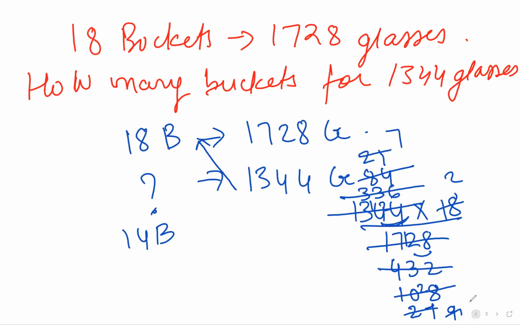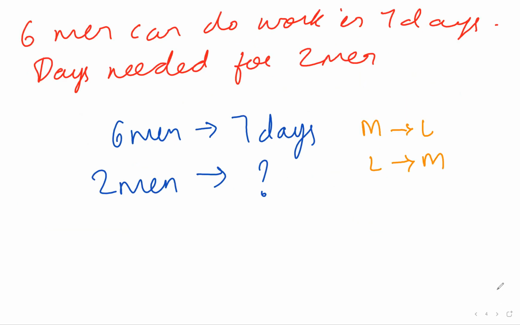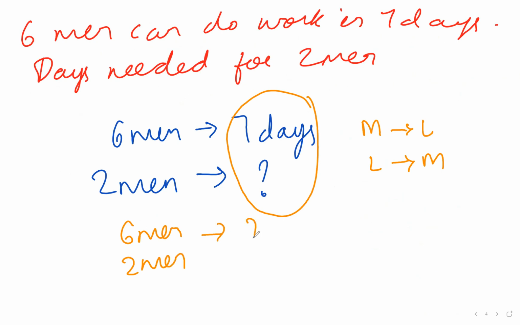See, for example, here what it was. More buckets can fill more glasses. Less buckets can fill less glasses. That was direct. But here, more men, less days. Less men, more days. This is inverse. So whenever inverse is there, you will take the inverse of this, or you will take the reciprocal of this. Directly reciprocal. I've just taken the reciprocal.